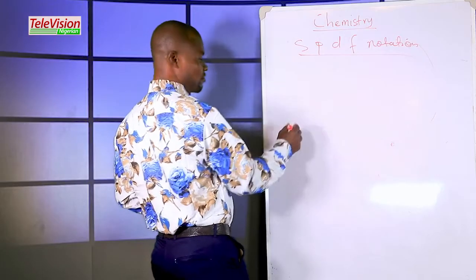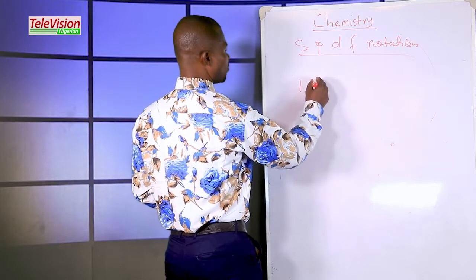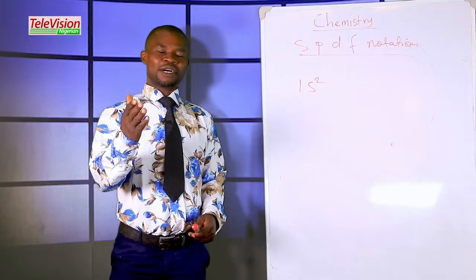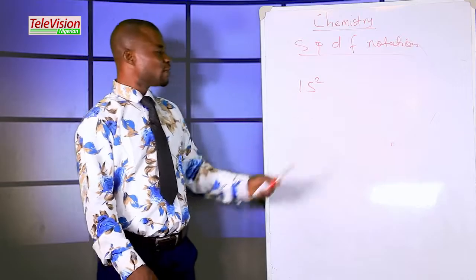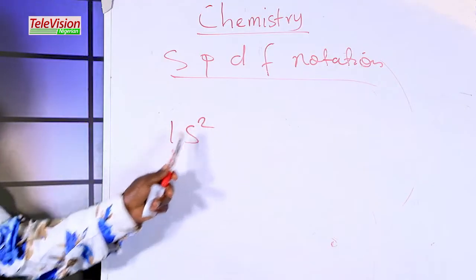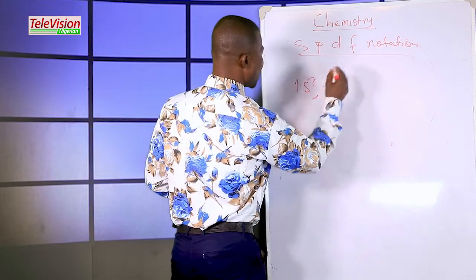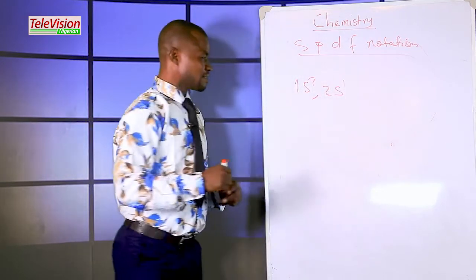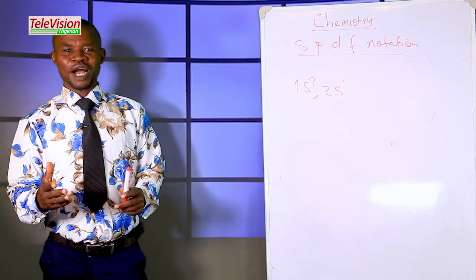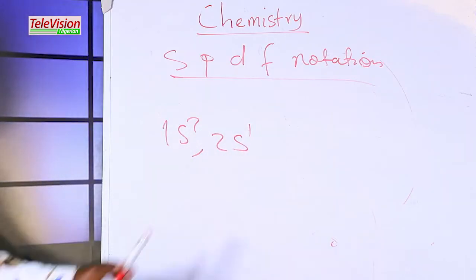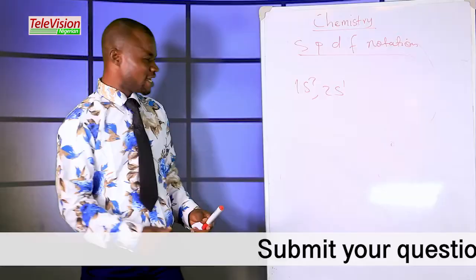Now, if we have the electronic configuration as this, 1s raised to power 2, the group of this element is 2. What about the period? The period is what? 1. Group 2, period 1. If you have something like 1s2, 2s1, what is the group and what is the period? The group is group 1 and the period is period 2. You are there, you are getting it.